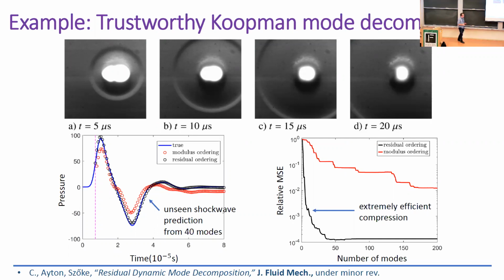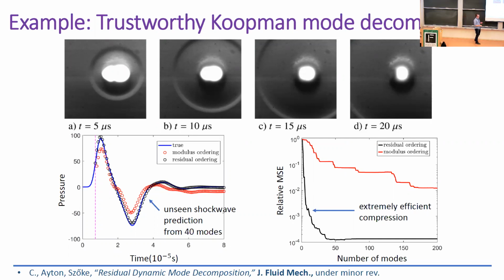To get a dynamical system, I'm going to use delay embedding up to this initial time here in this dashed line. And I'm going to compute the Koopman mode decomposition. So I'm going to compute that based on a few realizations of this experiment and then test its predictive power on a few more realizations. Okay, so the Koopman mode decomposition hasn't seen this shock wave.